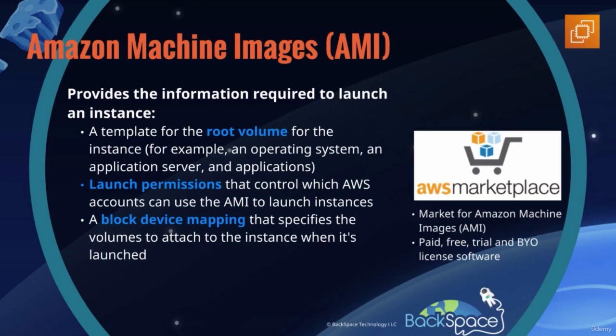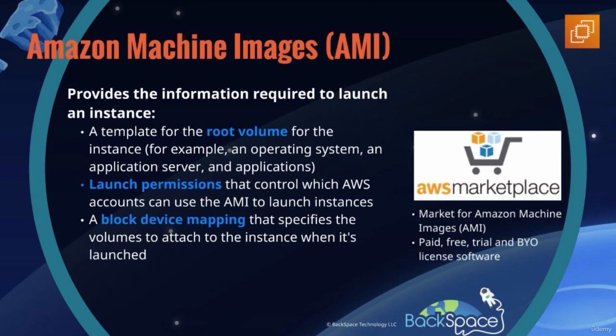So if it's a public AMI, it will have availability to all AWS accounts. If it's a private one, it will be private to that AWS account or certain AWS accounts. It will also have a block device mapping, and that will specify any volumes that are attached to that instance when it's launched.